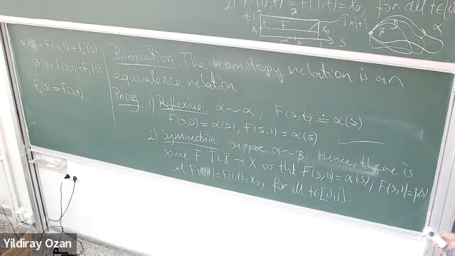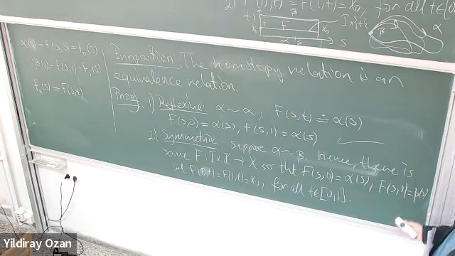Okay, so we have to write down a homotopy joining beta to gamma. And how did we do this?